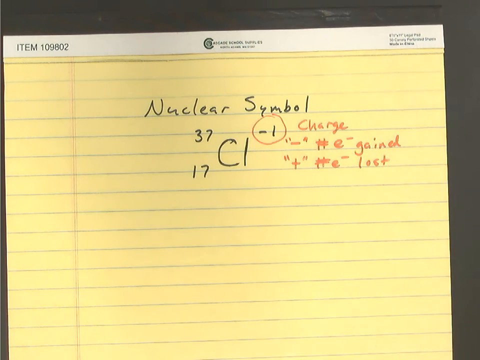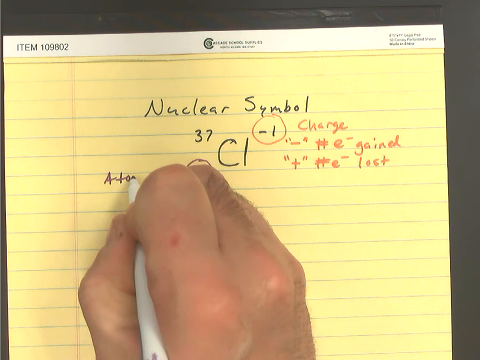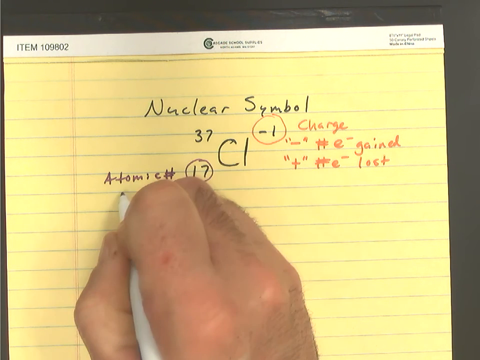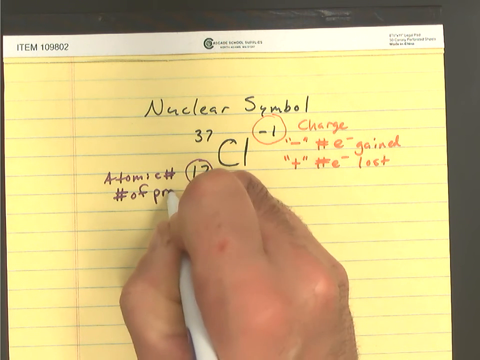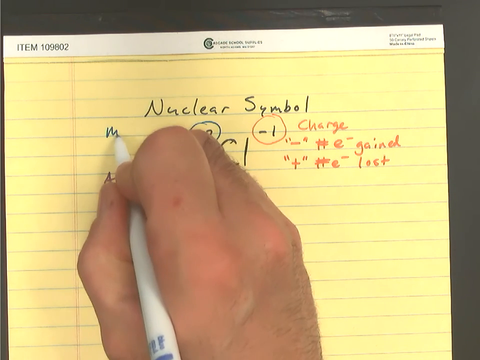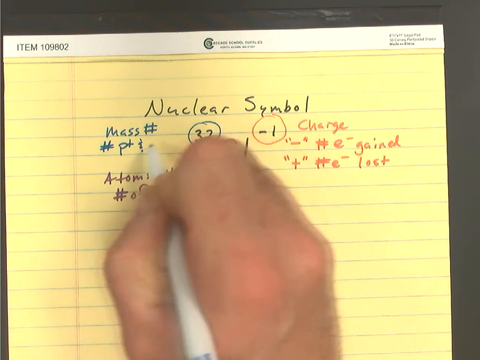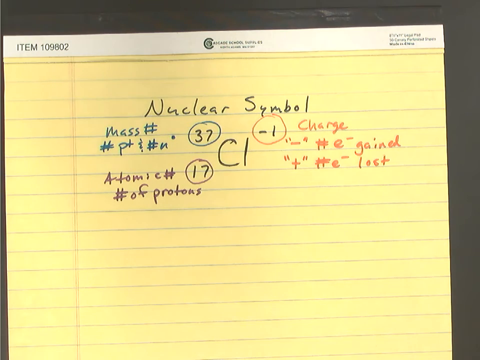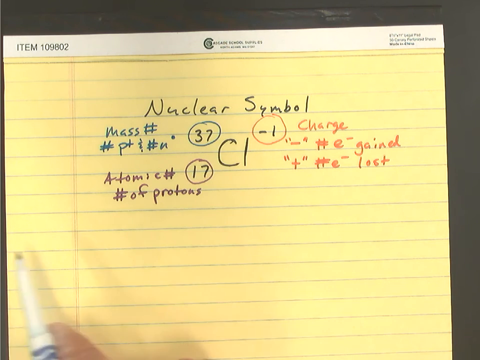Then we come over here, this bottom number to the left. This is your atomic number. And that's your number of protons. Okay, that's the number of protons. And then up here at the top is your mass number. This is the number of protons and the number of neutrons together. So we can use these three numbers to figure out number of protons, neutrons, and electrons.